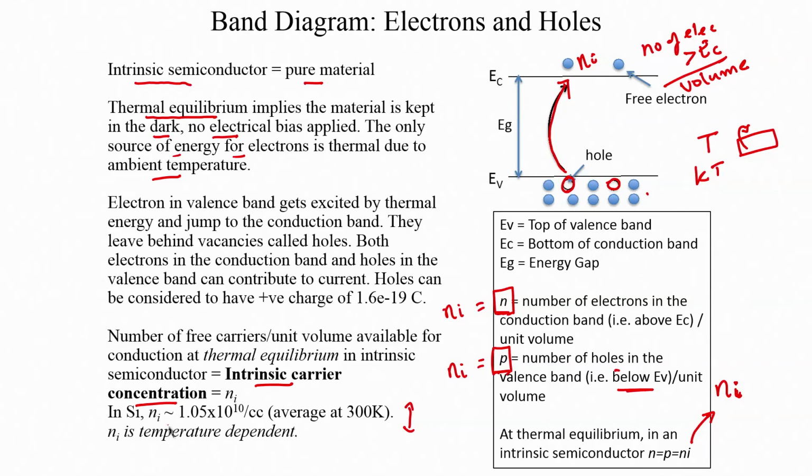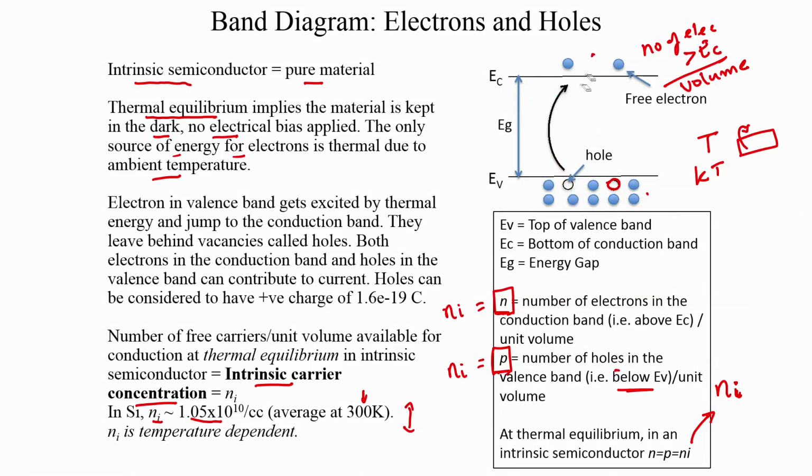Now, in silicon Ni is about 1E10 per cc at 300 Kelvin, but Ni is clearly very strongly temperature dependent, and we will see this dependency much more clearly later on. Why is it temperature dependent? Because if I increase the temperature, more electrons could take up the ambient thermal energy and get into the conduction band.